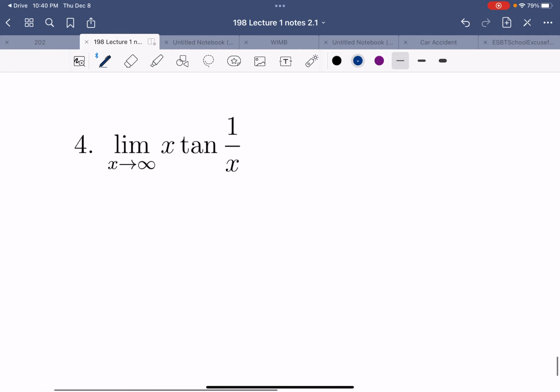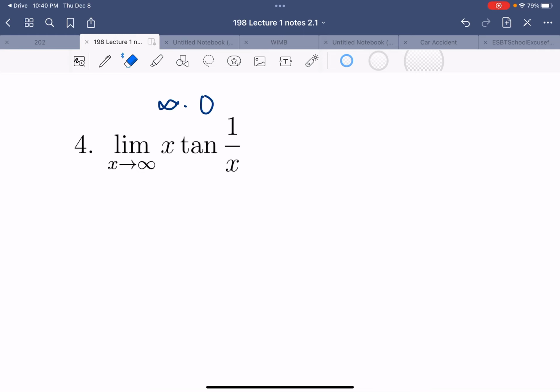All right, here's another one that's similar where we've got something with multiplication. So if thinking about letting x go to infinity, this will become infinity. And the tangent of 1 over x is going to go to 0. Tangent of 0 is 0. So this is your indeterminate form of the type infinity times 0.